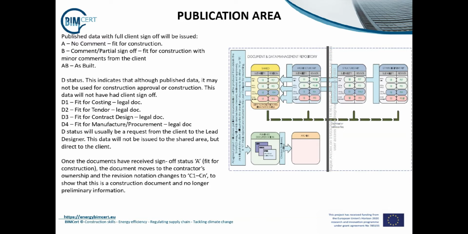D1 will mean fit for costing, D2 fit for tender, D3 fit for contract design, while D4 will mean fit for manufacture procurement. The D status will usually be at a request from the client to the lead designer. This data will not be issued to the shared area but direct to the client. Once the documents have received sign-off status A, fit for construction, the document moves to the contractor's ownership and the revision notation changes to C1 to CN to show that this is a construction document and no longer preliminary information.